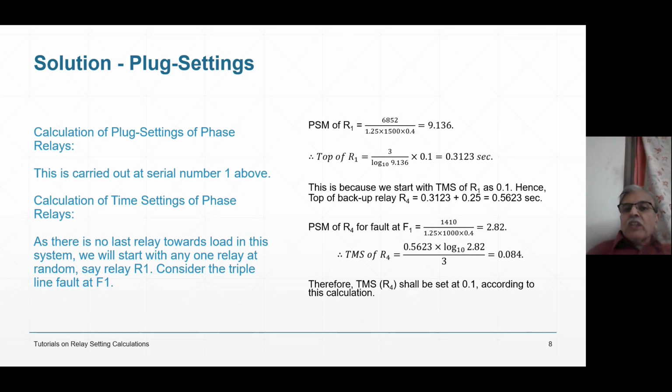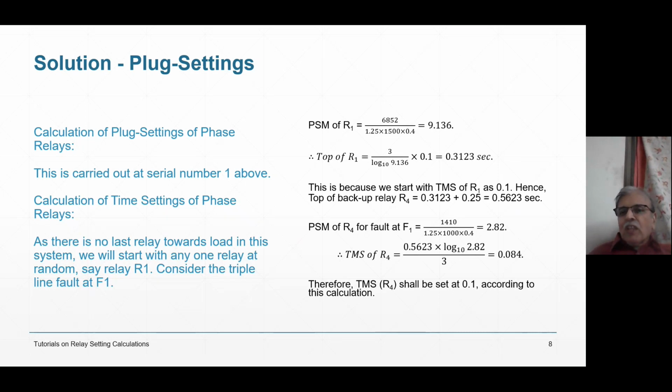So 9.136 is the PSM of R1. Time of operation of R1 is 3 upon log 9.136, into 0.1, which I have assumed. That means I have started with the lowest TMS. You can assume 0.05 also. 0.025 and 0.0125 also people are assuming.